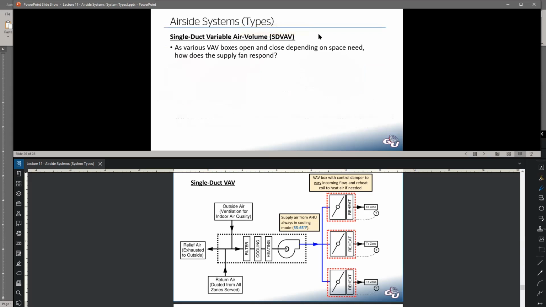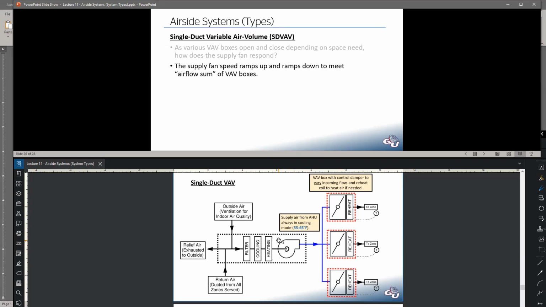So as our boxes are opening and closing, depending on what's going out here at each zone, how do we think this fan is going to respond? And the short answer, this is all I'll give you today, we'll get into this more later. The speed of this fan at the air handling unit is going to increase or decrease. It's going to ramp up and down to meet whatever airflow sum is required at all of the VAV boxes.